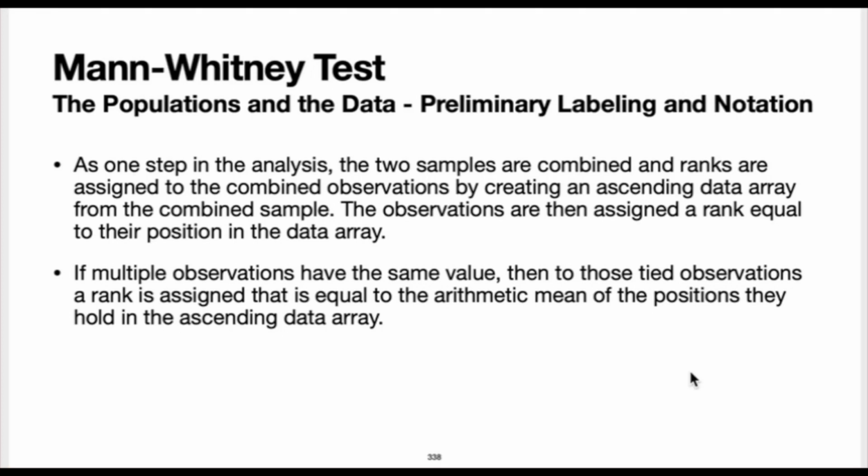and then we rank the observations within that combined sample. Now, there's always the possibility of having ties, having two or more observations with the same numeric value. And so if that's the case, we have to come up with some way to handle that in terms of ranking those values. If that occurs, then to those tied observations, a rank is assigned that is equal to the arithmetic mean of the positions they hold in the ascending data array. So that part of this should be familiar to us. I think we had at least one example of that when we looked at the Wilcoxon signed rank test.